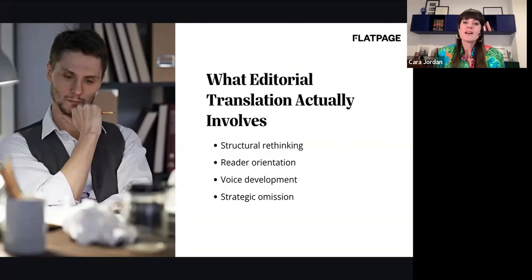So when we talk about editorial translation, here's that word translation again, we're not talking about fixing sentences. It's not an easy fix. We're talking about the conceptual work that happens while ideas are still taking shape, when the manuscript is becoming the book that it needs or you want it to be.